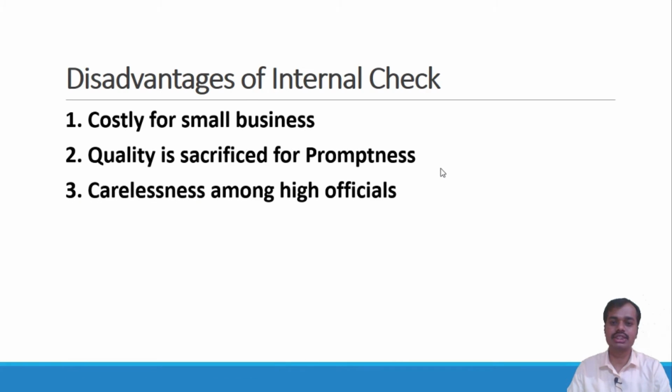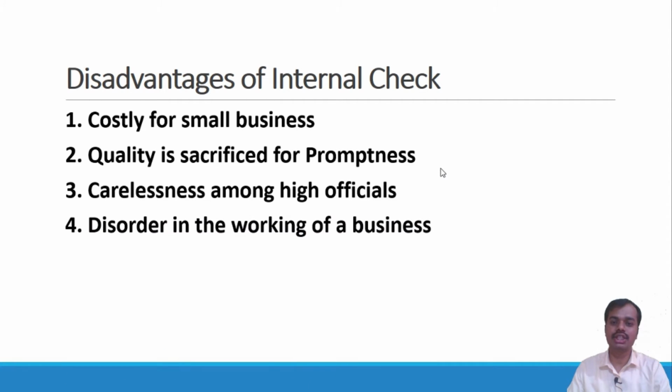Third disadvantage is carelessness among high officials. The possibility of some of the responsible and high officials being complacent increases, as they believe, though not always rightly, that under a sound system of internal check, nothing can go wrong. Next disadvantage is disorder in the working of a business. In the absence of a properly organized system of internal check, there will be chaos and disorder in the working of the business.